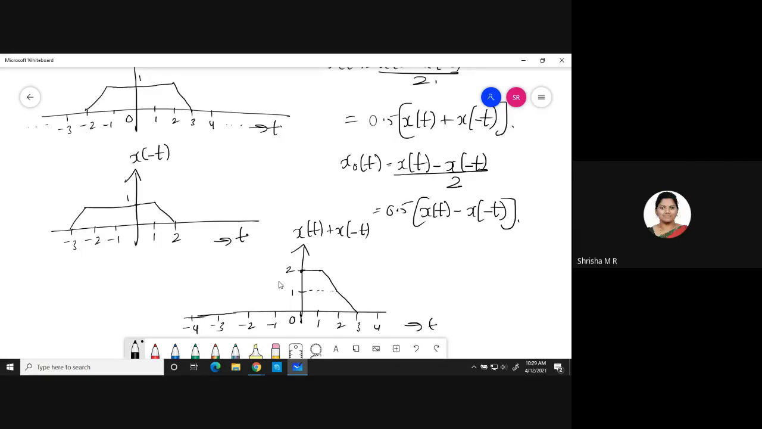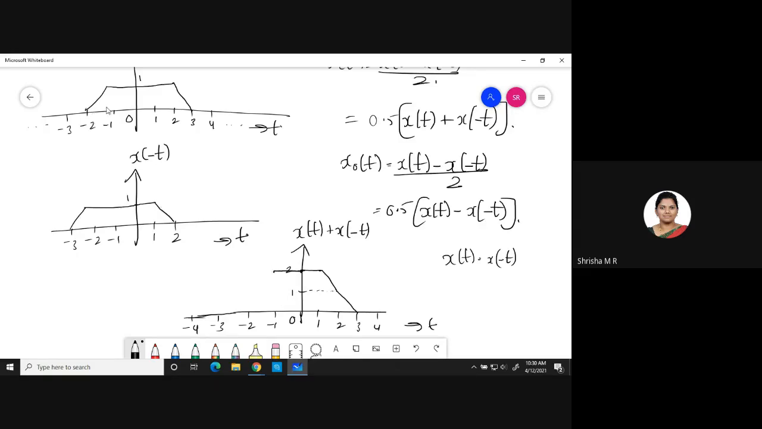So in an even signal, x of t will be equal to x of minus t for all the values of t, and it will be symmetric about the y-axis. So this signal will be symmetric and the left side will also be the same. On the left side, you observe that at t is equal to minus 1 you have amplitude 1 for x of t, and for x of minus t also you have 1. So it is 1 plus 1, it is 2. So at t is equal to minus 1 it will be 2.